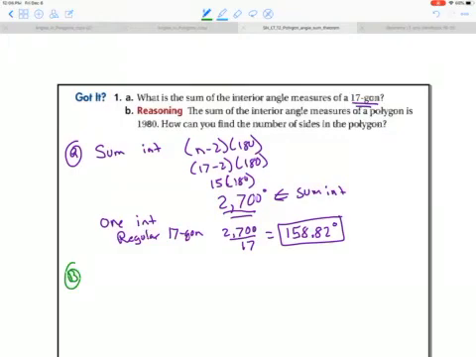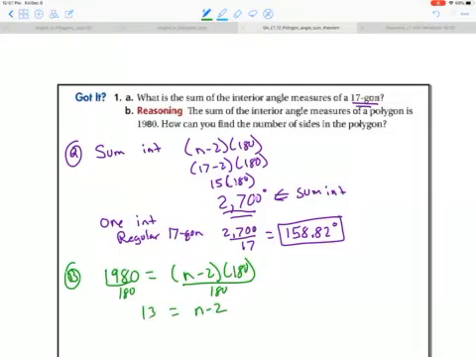For the next part, the sum of the interior angles is 1980. How can you find n? If that's your sum, and we know that the formula we use is n minus 2 times 180, we solve this for n. And the first thing you do is divide by 180. And we're using simple algebra to get 11, add 2, gives you 13.